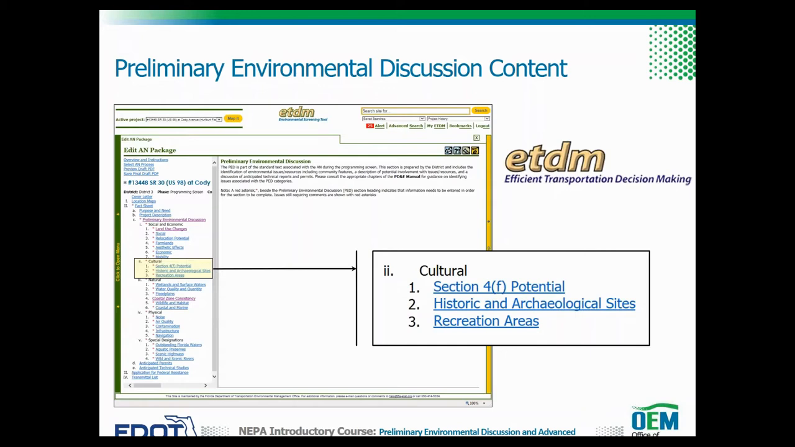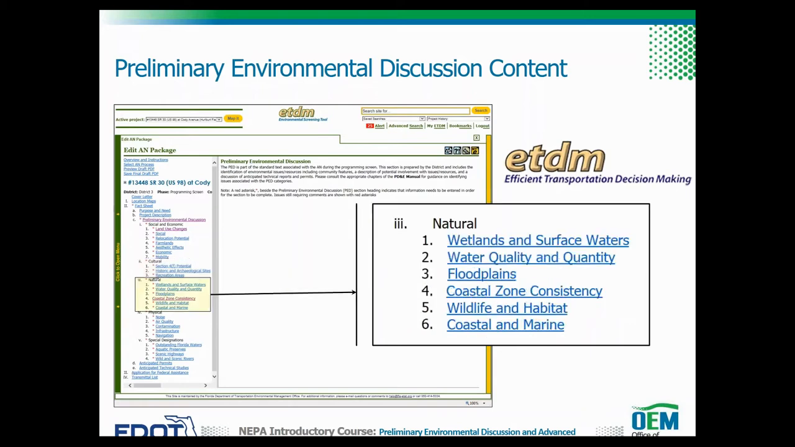Note that the resources in the following two topic areas may also qualify as Section 4F resources. The next cultural topic area is historic and archaeological sites. Are there any known historic districts, historic properties, historic structures, or archaeological remains listed or eligible for listing on the National Register of Historic Places within the project area? If so, how might they be involved with the project and how will the cultural resources be evaluated? Finally, we identify recreation areas and evaluate how they might be involved with the project.